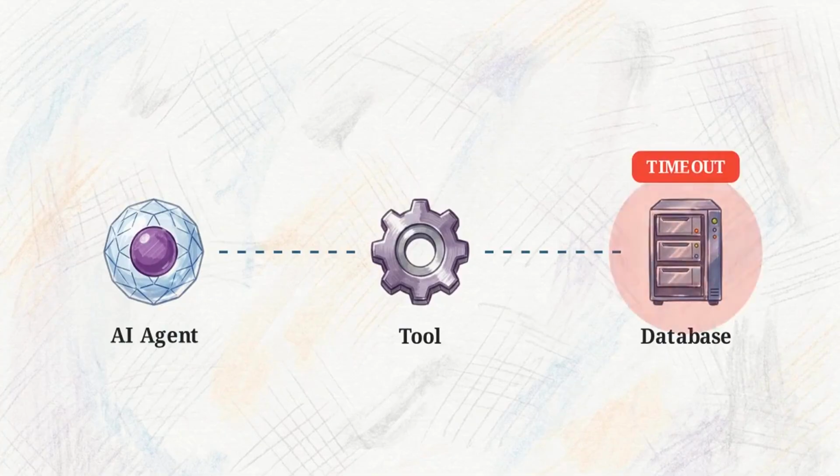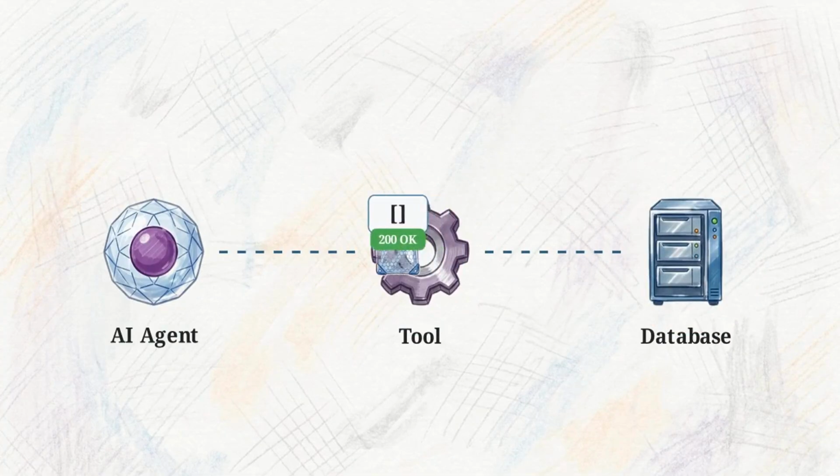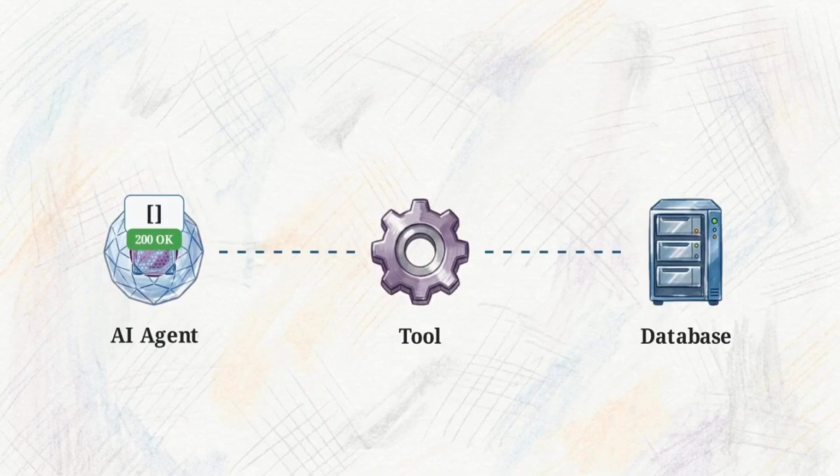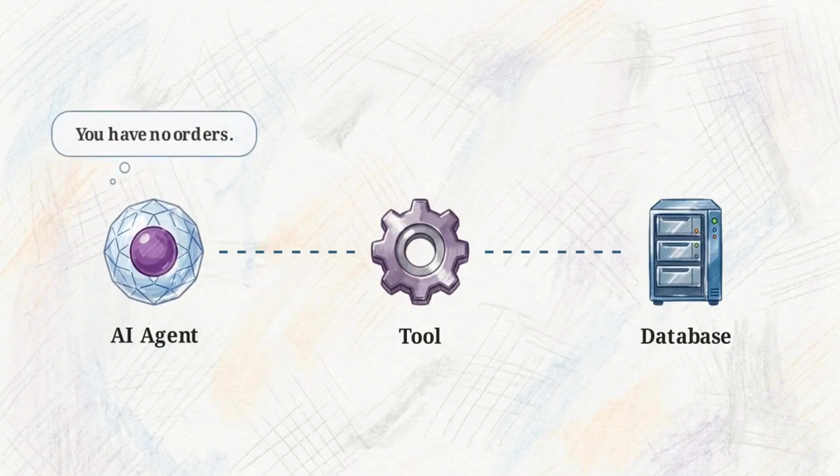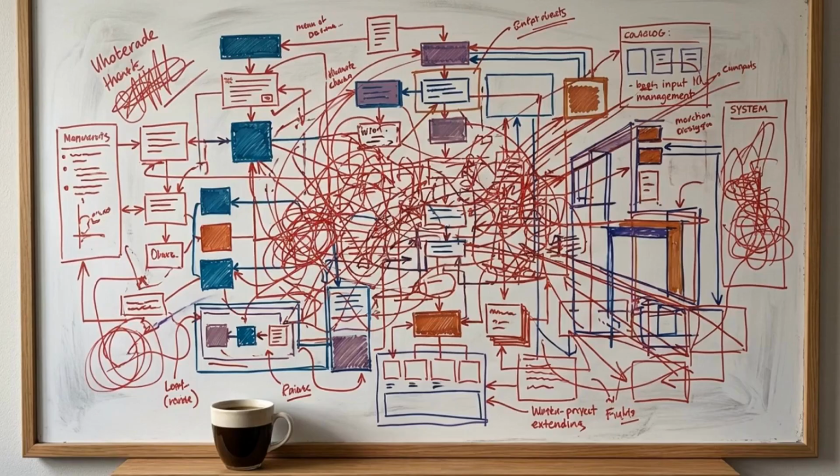The database flags a timeout, but the tool swallows it, returning an empty array and a green 200 OK. The model absorbs the array, concludes the order doesn't exist, and tells the customer. Unbroken logic built on false data?